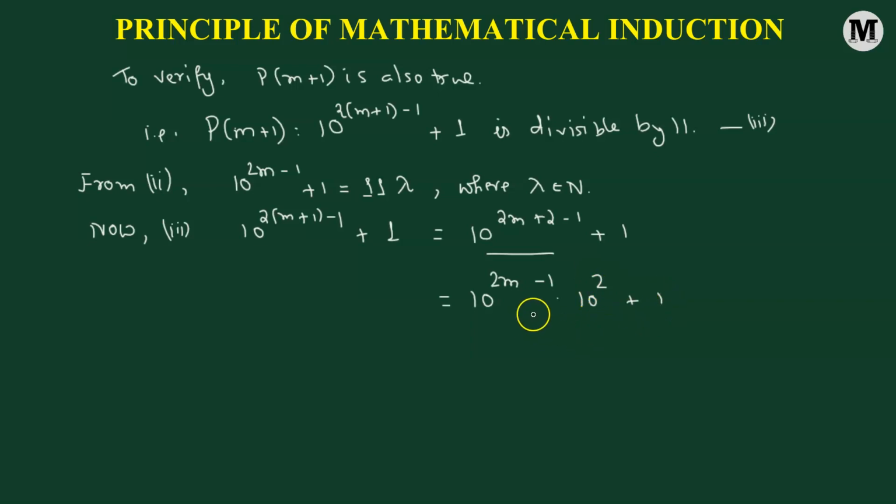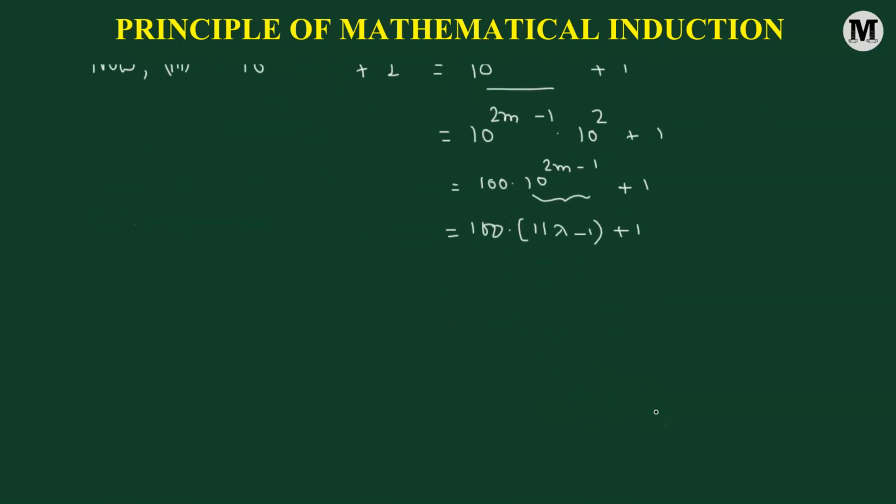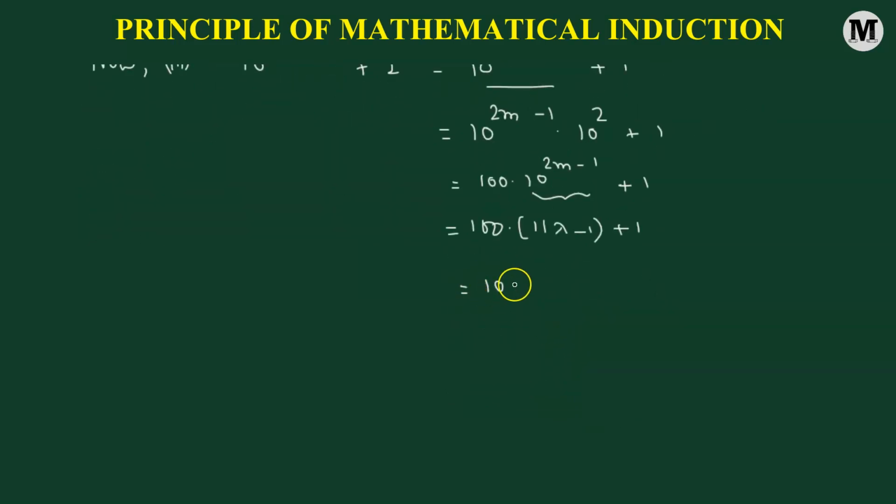The reason why we are writing in this particular fashion, because we'll be taking the help of this expression 10 raised to the power of 2m minus 1 plus 1 equals 11m. So what we will do here, so 10 squared, that's simply 100. So we have 100 multiplied to 10 raised to the power of 2m minus 1 added to 1. Now we have 100 multiplied to, so in place of 10 raised to the power of 2m minus 1, we can replace it with 11m minus 1 added to 1. Fine. So that means we now have 100 multiplied to 11m minus 100 added to 1.